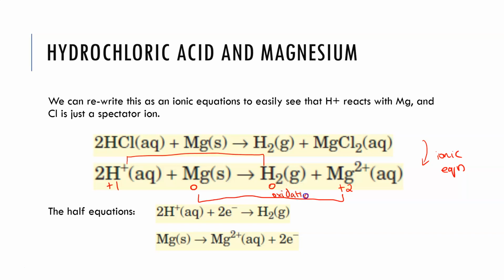I can now pull these two processes out as half equations, and I can see that I have 2H+ going to H2 gas. In order to make both sides equal 0, I add 2 electrons onto the left-hand side, making this my reduction half equation. And then magnesium solid is going to magnesium 2+. I need to add 2 electrons onto the right-hand side in order to balance that out. This will be my oxidation half equation.